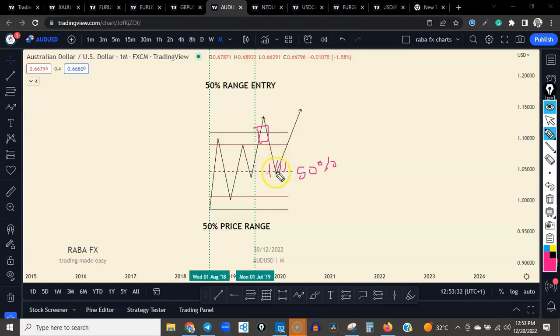So you want to enter at the close of the rejection candle with stop loss a few pips below, or if you are really not sure, if you are testing this out, you can try to put the stop loss below the IDR level. Let's see an example.